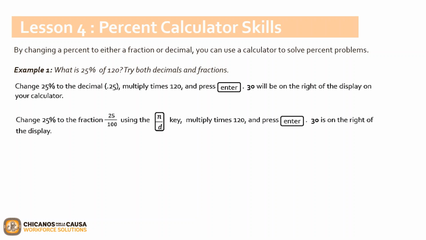To solve example 1 as a fraction, you would change 25% to the fraction 25 over 100 using the n over d key. Multiply times 120 and press the enter key. 30 is on the right of the display. Using either decimals or fractions, you can find that 30 is 25% of 120.